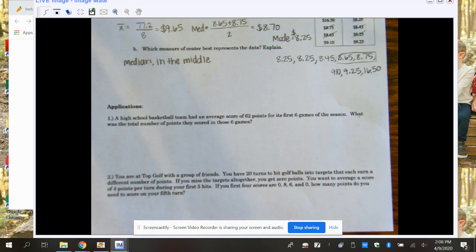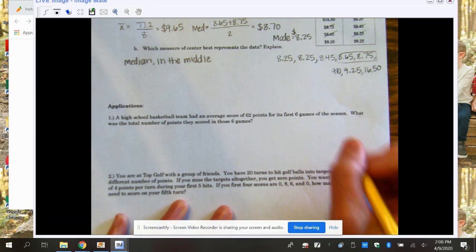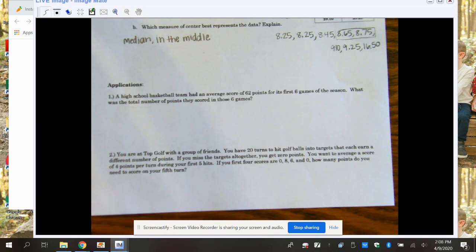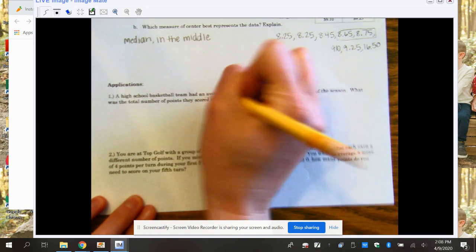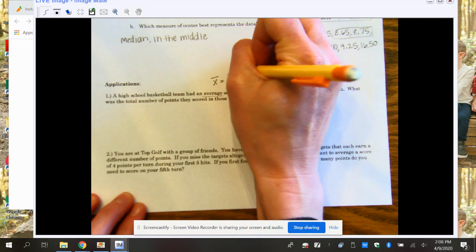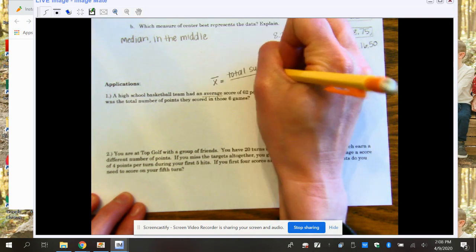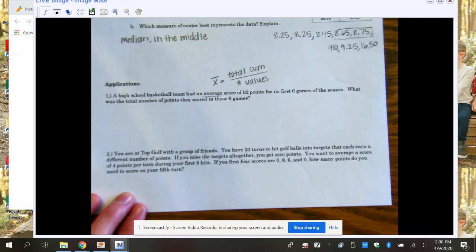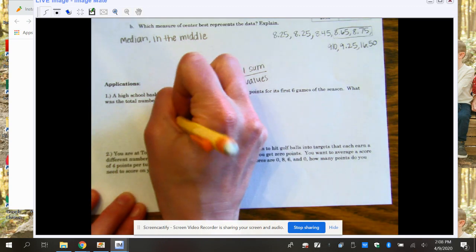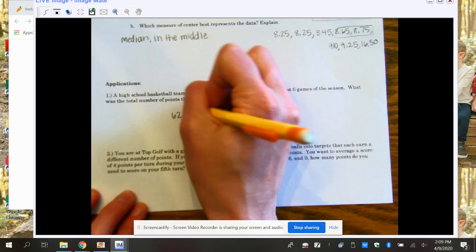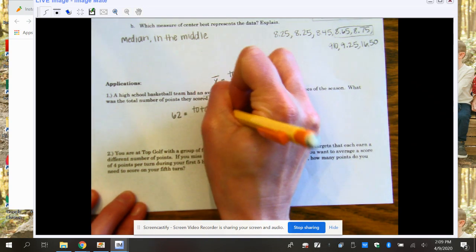So this first one says a high school basketball team had an average of 62 points for its first 6 games of the season. What was the total number of points they scored in those 6 games? Well, that's essentially an average score. And so we know that the mean is always the total sum divided by the number of values. When we look at what we don't know, we know that the average is 62. What we don't know is the total sum, so that is the total score in this case. That's what I'm looking for.